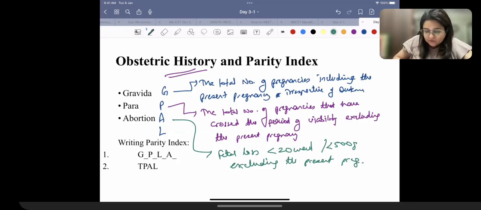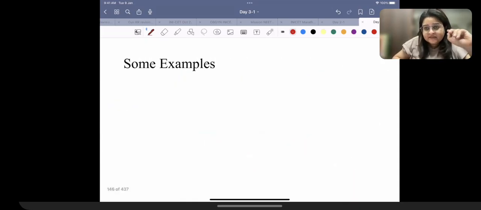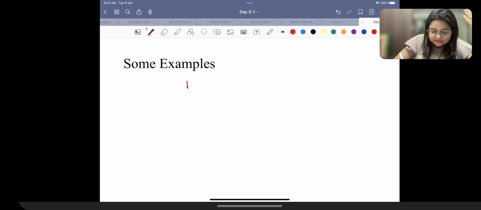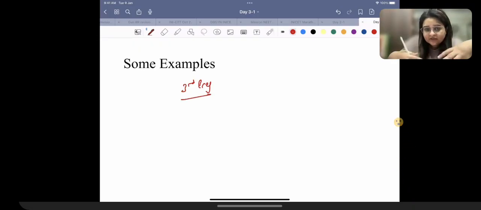And living means the total number of living children that she has. Now, to understand this better, let me give you a few examples. For example, I tell you that this is a patient who has come to me today. This is her 3rd pregnancy. She's come to me today. She's a 3rd pregnancy and she has 2 children.